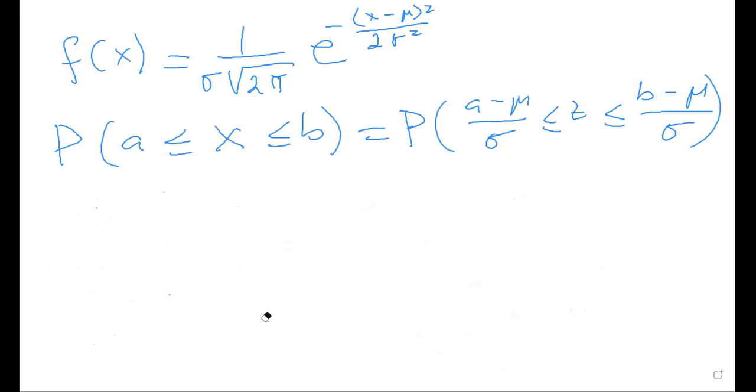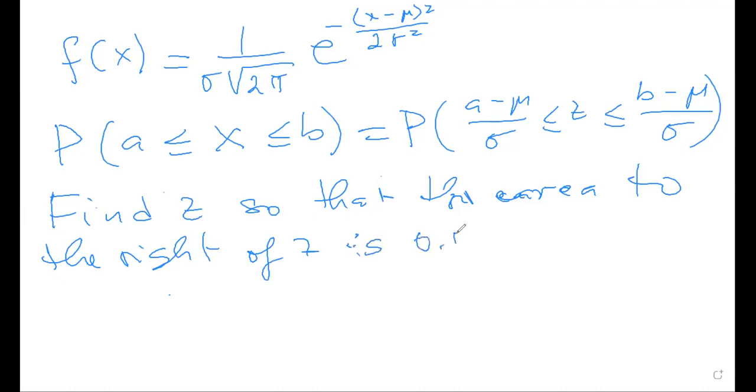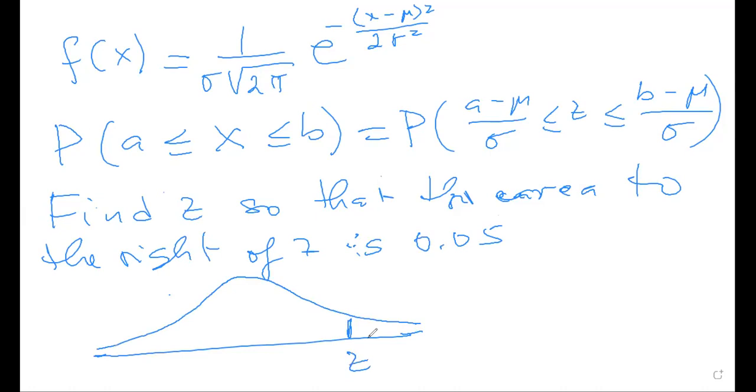So sometimes you can be asked to find Z so that the area to the right, I could say to the left of Z, is 0.05, for example. That means this is Z, and this area is 0.05. That will be Z.